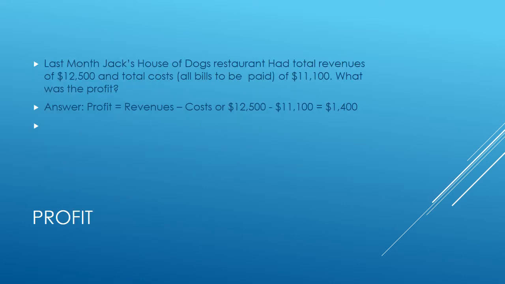So let's go through an example for each one of these. Quickly for profit then. Last month, Jack's House of Dogs restaurant had a total revenues of $12,500 and total cost, that is all bills to be paid, of $11,100. What was their profit? Well, of course, profit is revenues minus cost, so it would be $12,500 minus $11,100 or $1,400.